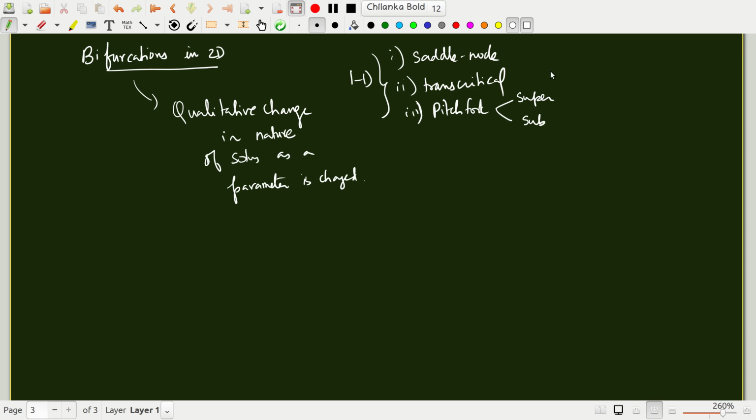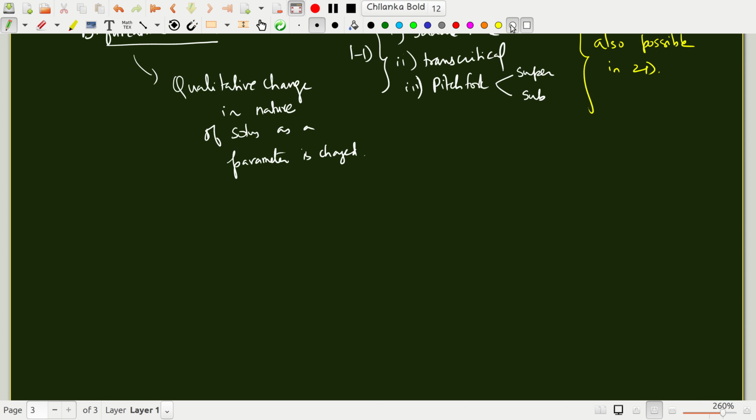Now all these bifurcations are also possible in 2D. For example, let's take the case of saddle node. I'm going to give a two-dimensional example of a saddle node bifurcation. x dot is mu minus x squared, and y dot is minus y. Here mu is the parameter.